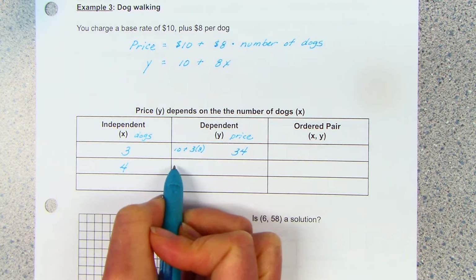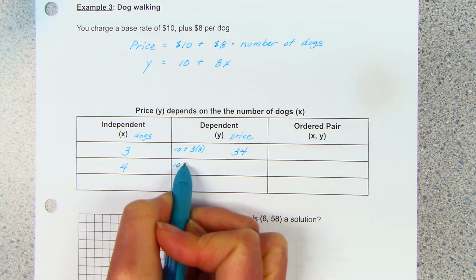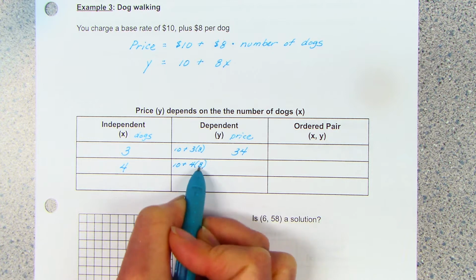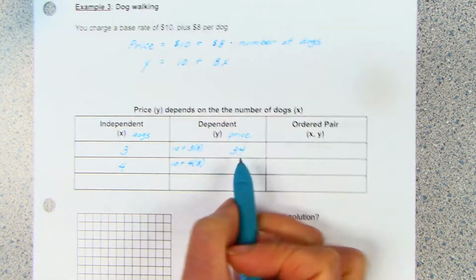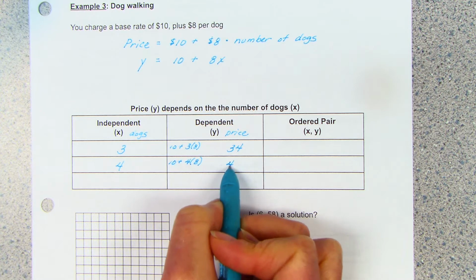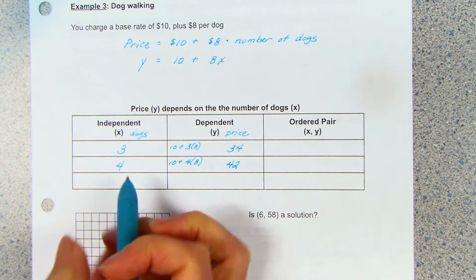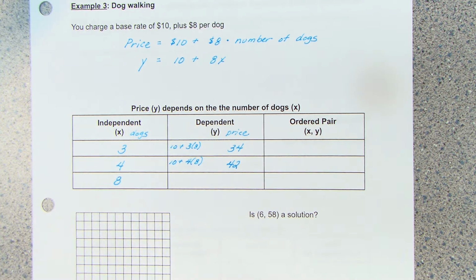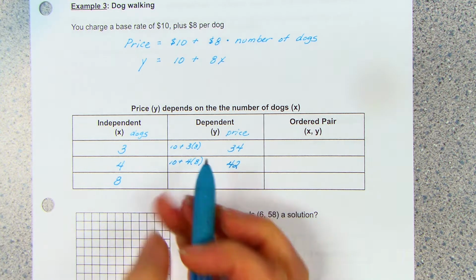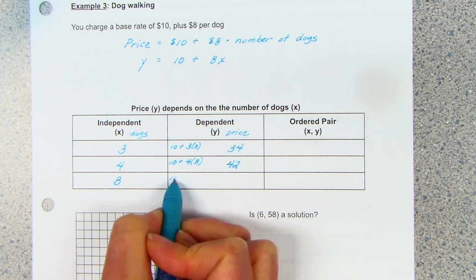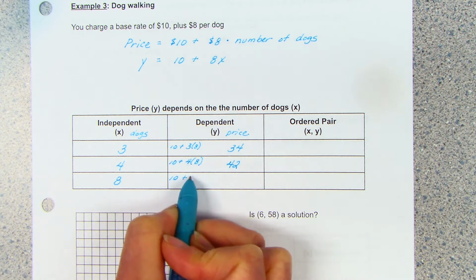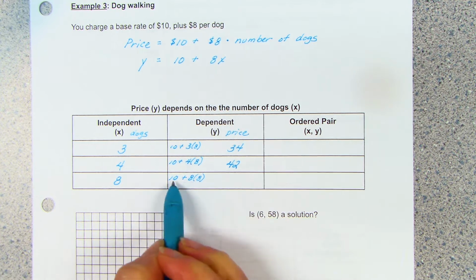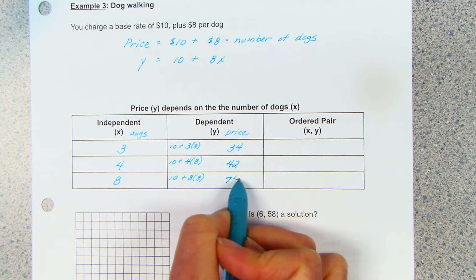Okay, for 4, still charge the base rate of $10. Now I've got 4 dogs, and each of them costs $8. 4 times 8 is 32, plus 10 more is 42. And then I'm going to write something crazy on there. Have you ever seen those movies where they have the dog walker in the city and they have all the dogs together? Okay, imagine you've got 8 dogs that you're walking together. Base rate of $10 plus 8 dogs times $8. 8 times 8 is 64, plus 10 is 74.